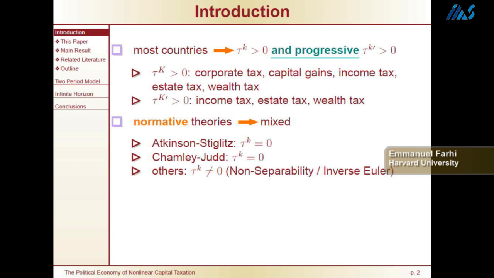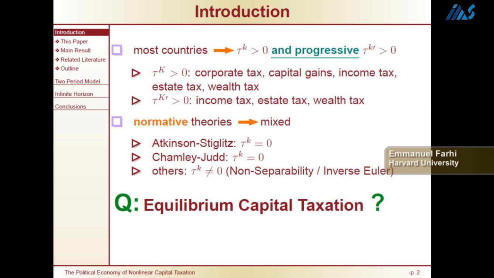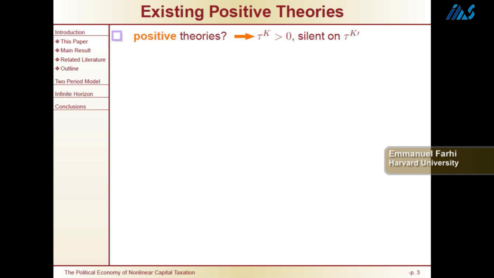Okay, so we're left a bit with, at this stage, a bit of a puzzle. We can't seem to rationalize what we see in the world with the existing normative theories. So what explains equilibrium capital taxation? Of course, it's a very old question, and we're certainly not the first one to ask it. And so there are a lot of positive theories about capital taxation. And typically, and I'm going to review them, those theories speak to the level of capital taxes, but are completely silent on the progressivity.